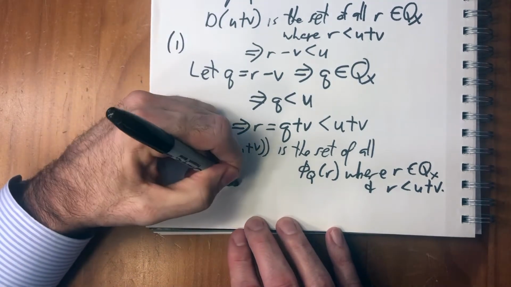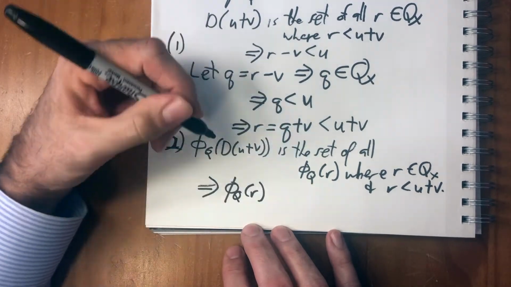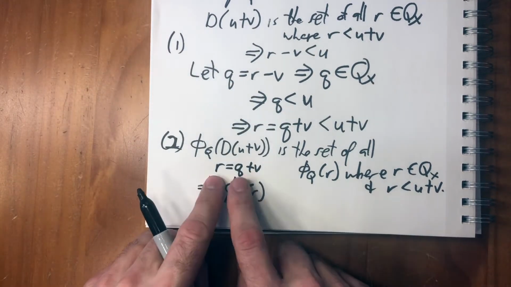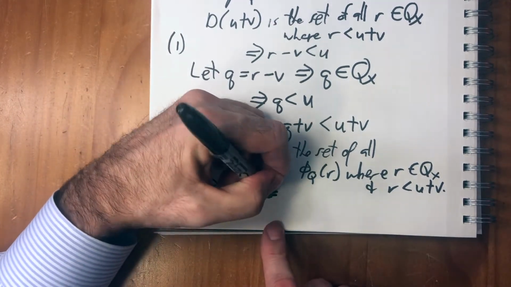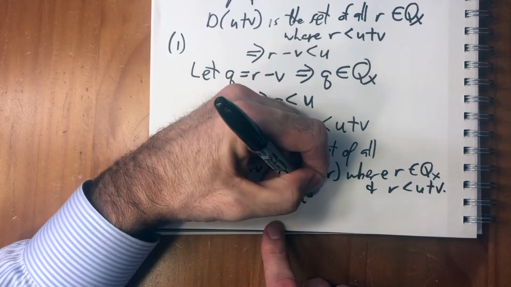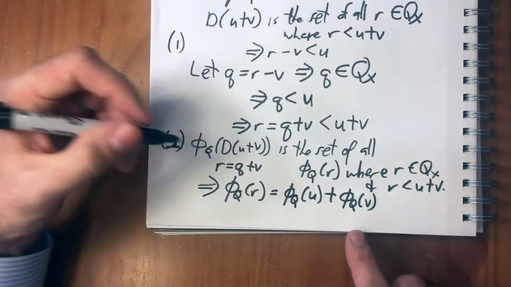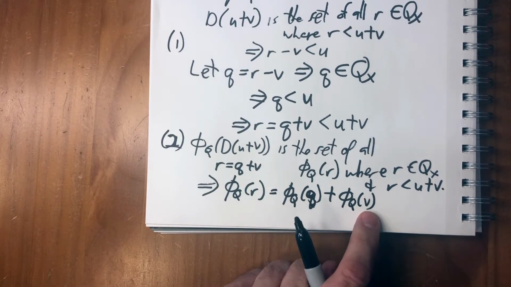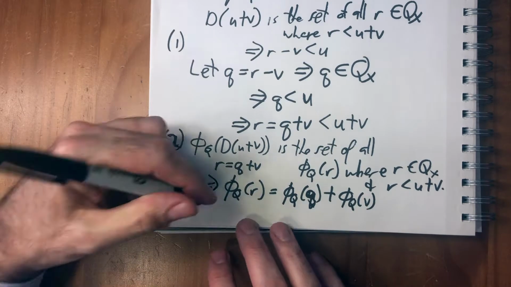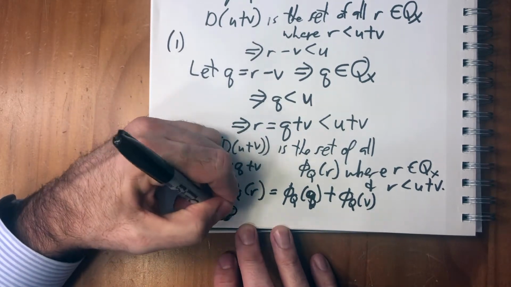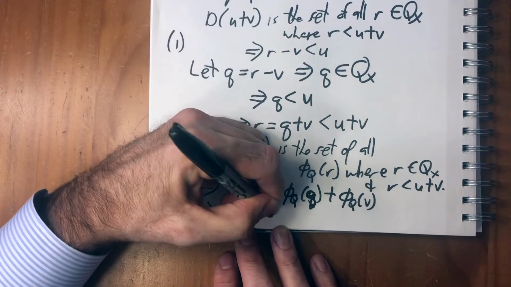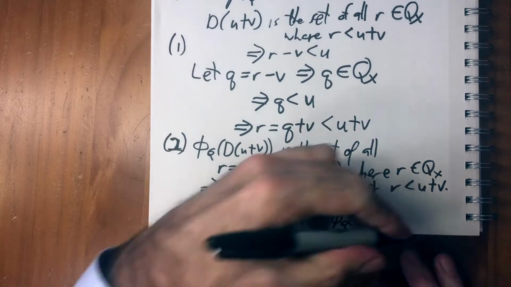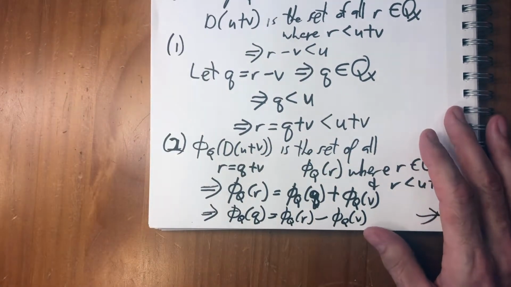So we also have that phi q of r, oh, I'm sorry. We know that r equals q plus v. So we can apply phi q to both sides of this, and we have that phi q of r equals phi q of q plus phi q of v. These are all rational. And furthermore, we can rearrange them again, and we have that phi q of q equals phi q of r minus phi q of v. Okay. More pieces of information for us to use.